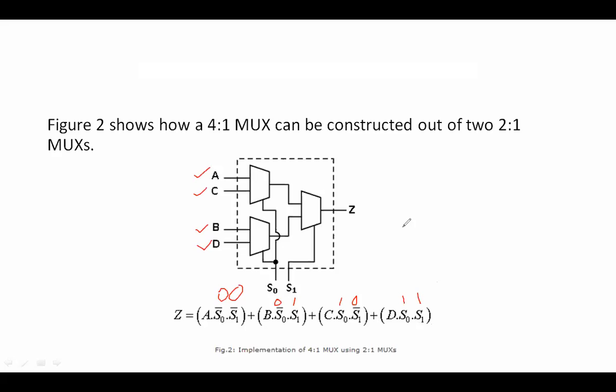Ultimately, I will be using two 2 is to 1 mux. Individually, this is a 2 is to 1 mux. Why is it called a 2 is to 1 mux? Can someone unmute and respond? Two inputs and one output. Correct. I have two inputs here, and it's just giving me one output.